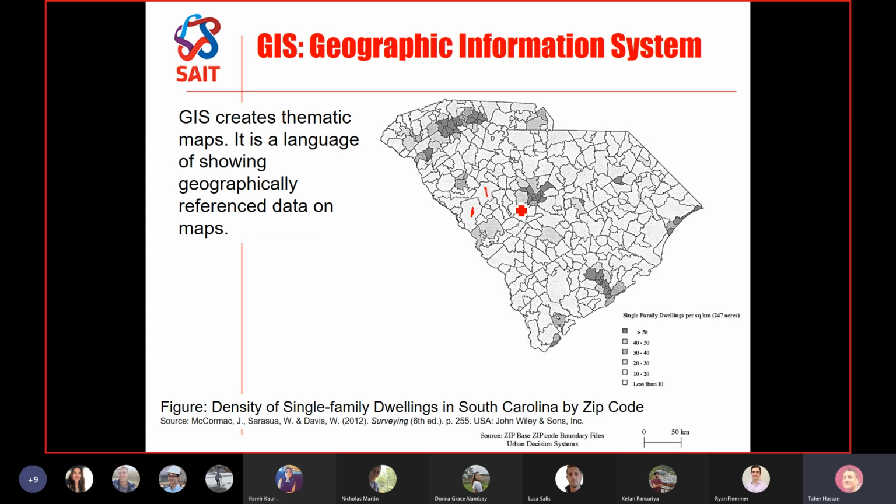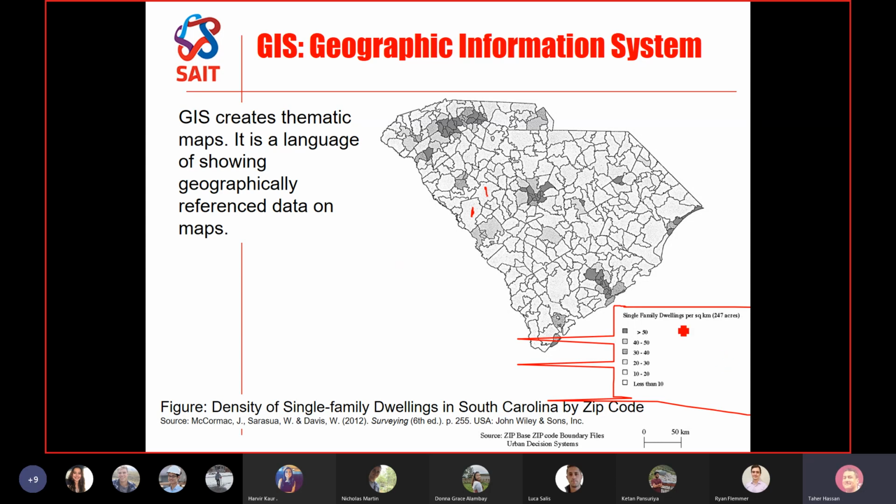Okay, and in this map, what are we exactly seeing? Really, to know what you're seeing, you need to look at the legend. So I want everyone to look at the legend here. The legend will tell you what we see on this map. You can see the legend is about single family dwellings per square kilometer. If you see a very dark color, it means we have more than 50 single family dwellings per square kilometer. If you see white, it means less than 10.